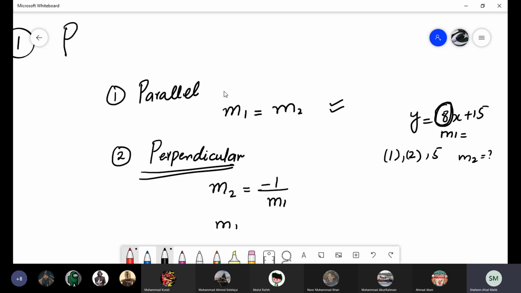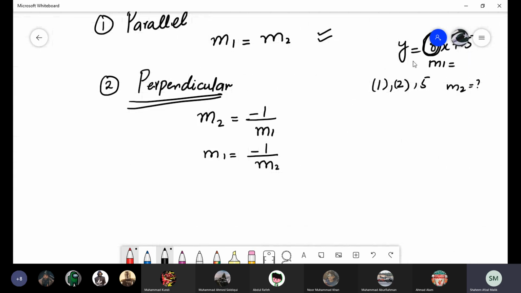Or if we have m2 with us and we want to find out m1, that will be the negative reciprocal of m2. But this is the only formula you have to use when one line is already given, its gradient is given, and you have to find out the gradient of the second line.